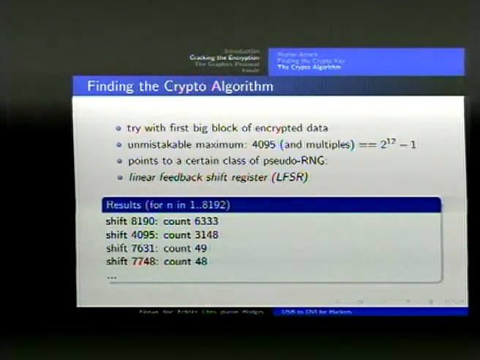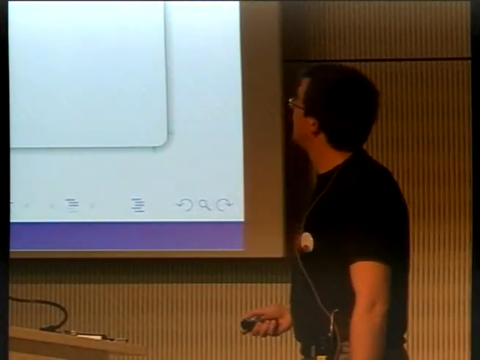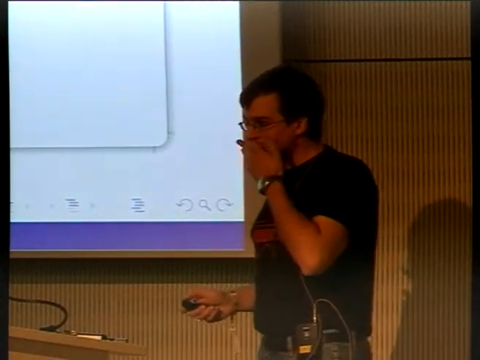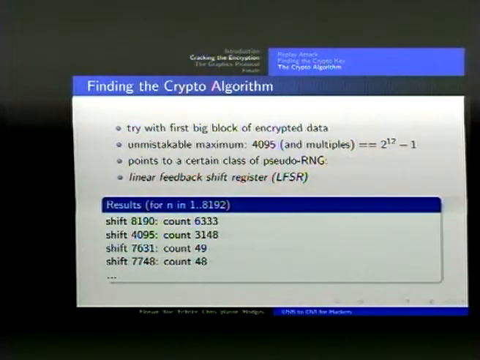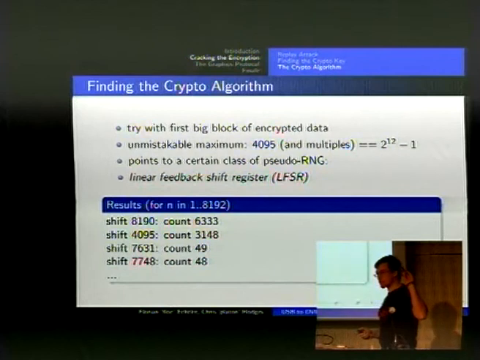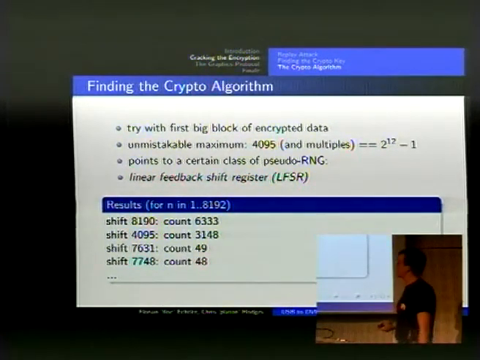So it's pretty certain to say that the key length is 4095, because this is the maximum and all of the multiples of this. And this is, of course, 2 to the 12th power minus 1, as most of you might already have seen. And this points again to a specific kind of pseudo-random number generator, which is called a linear feedback shift register. This is also interesting because these registers are often used in FPGA and ASIC programming, because they are very fast, and so this might have been a convenient choice for the developers of this device.